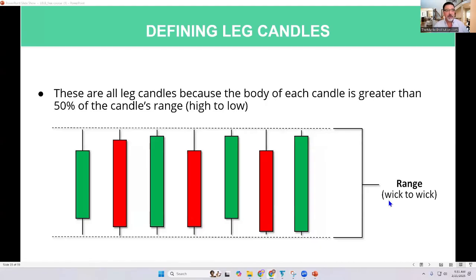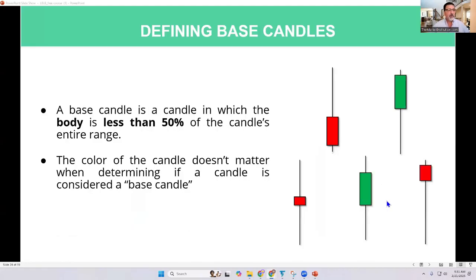We identify the range going from wick to wick, or tail to tail, the whole range of the candle. When the body, the green or red body of the candle from the open to the close, is greater than 50% of the whole range, it is simply what we call a leg candle. A base candle is a candle in which the body is less than 50% of the range. Pretty simple. Body greater than 50%, leg candle. Body less than 50%, base candle.